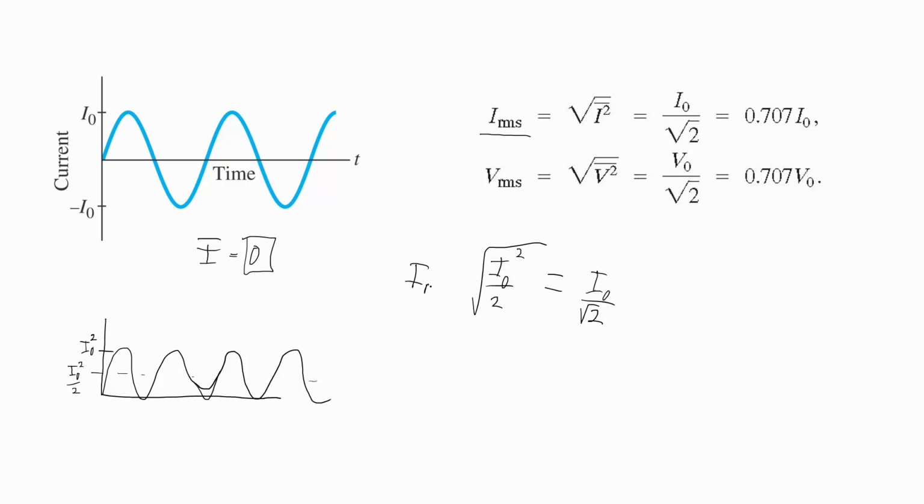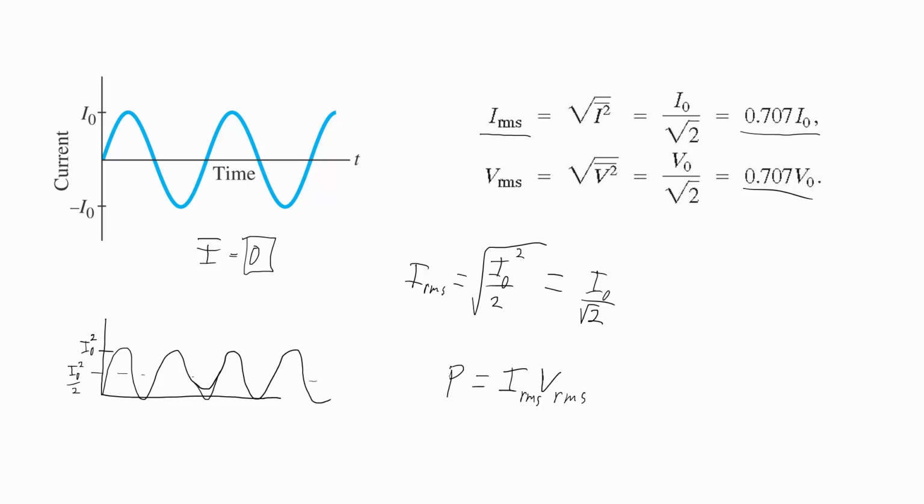And this is our RMS current. You can do similar analysis for RMS voltage. 1 over root 2, you're always around 70% of your maximum current is your RMS current, and the same thing for the voltage. And the nice thing about these RMS values is that our power equation that we've grown to know and love still works perfectly as long as we use our RMS values.